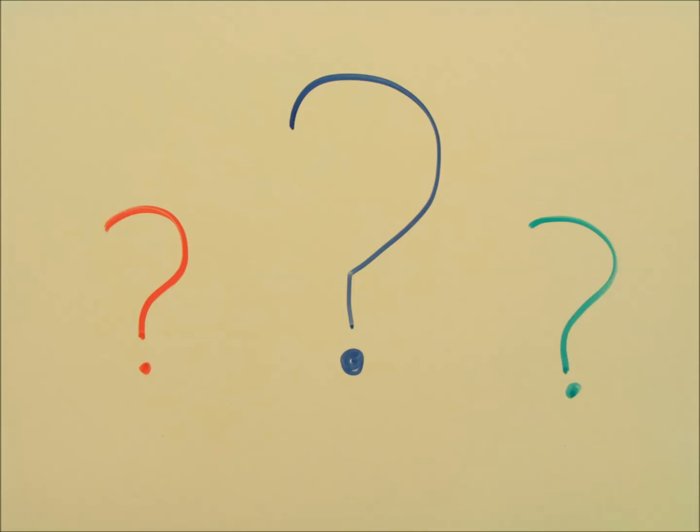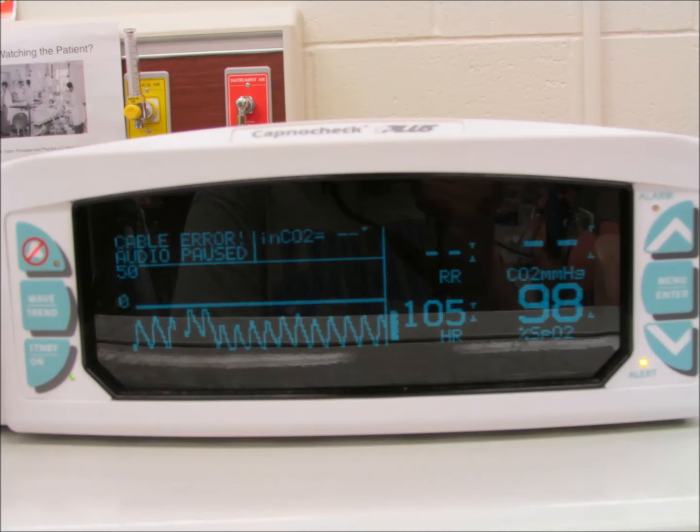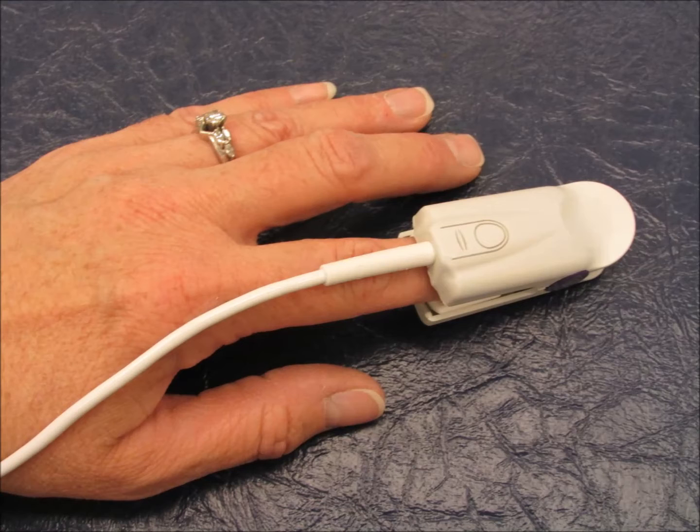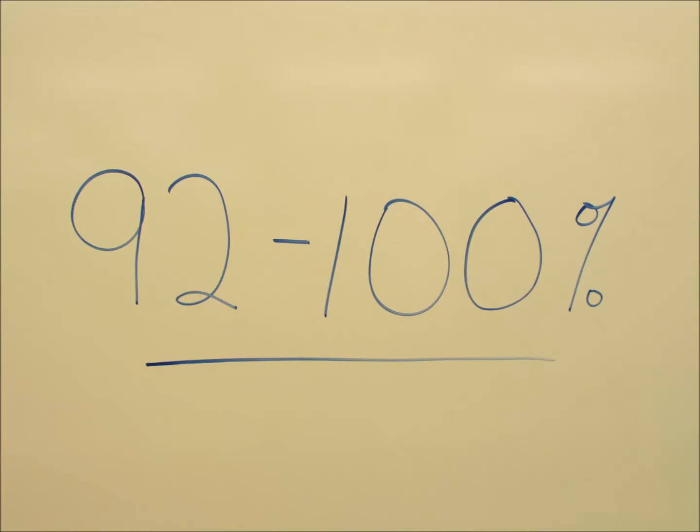Is there another option? Another way we can check to see if our patient is getting enough oxygen is to use a pulse oximeter. This device non-invasively measures the amount of hemoglobin in the blood that is bound to oxygen. You simply place the oximetry probe on the patient's finger and read the saturation from the screen. Our body is happy with an oxygen saturation between 92 and 100%.